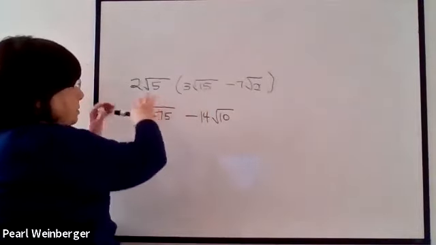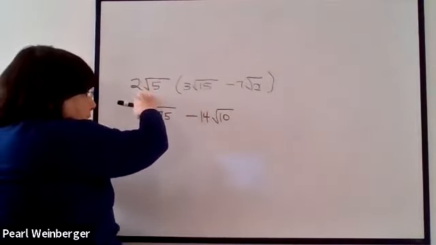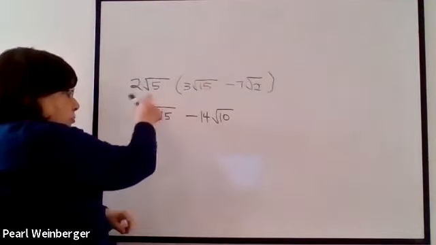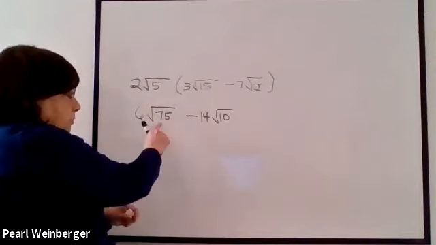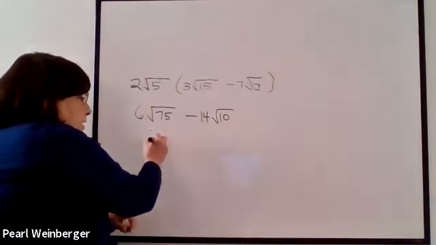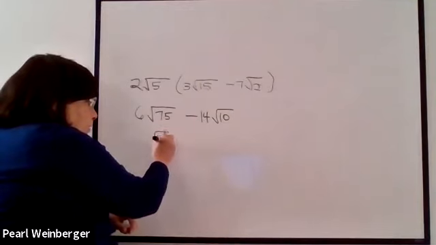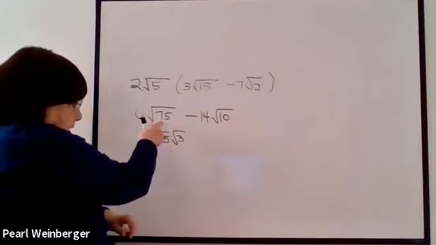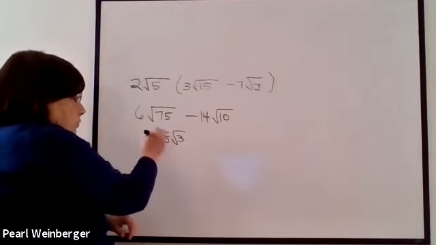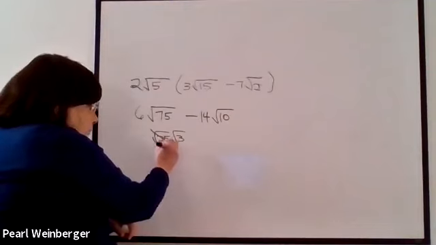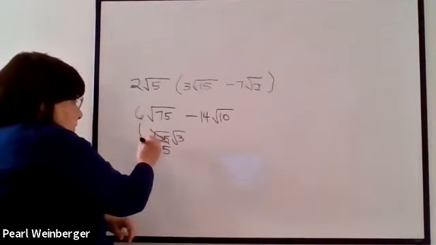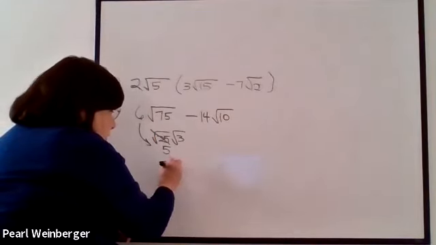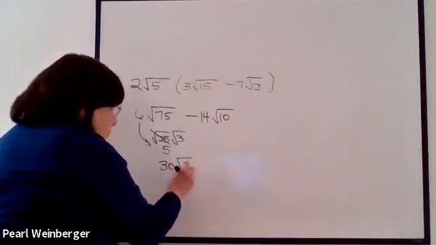And I had to do it twice because I'm multiplying a monomial by a binomial. Of course, now I want to try and simplify. Well, the square root of 75, I could break up into 25 and 3, because 25 times 3 is 75. And the square root of 25 is a perfect square, which is 5. So now I take my 6 and multiply it by this 5, which gives me 30 radical 3.